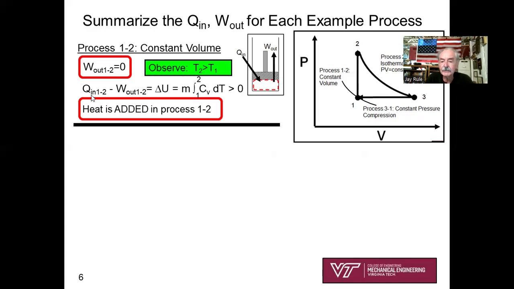So what's Qin going to be? Is it going to be a positive number or a negative number? Okay, 0 plus m integral Cv dT, with T2 bigger than T1. This right-hand side is going to be a positive number, isn't it? With T2 being greater than T1. So we can simply write down heat is added in process 1 to 2. Qin from 1 to 2 is a positive number.